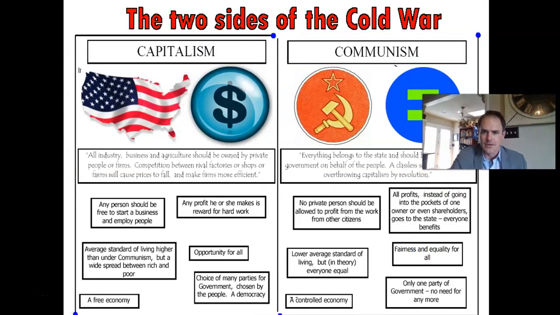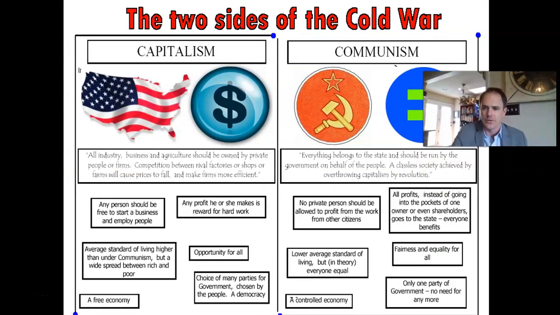All right, to review the two sides, we have the capitalist world and the communist world. I'm just going to read you these two quotes. For capitalism, all industry, business and agriculture should be owned by private people or firms. Competition between rival factories or shops or farms will cause prices to fall and make firms more efficient. For communism, everything belongs to the state and should be run by the government on behalf of the people. A classless society achieved by overthrowing capitalism by revolution, which is how the Communist Party came to power in the Soviet Union.